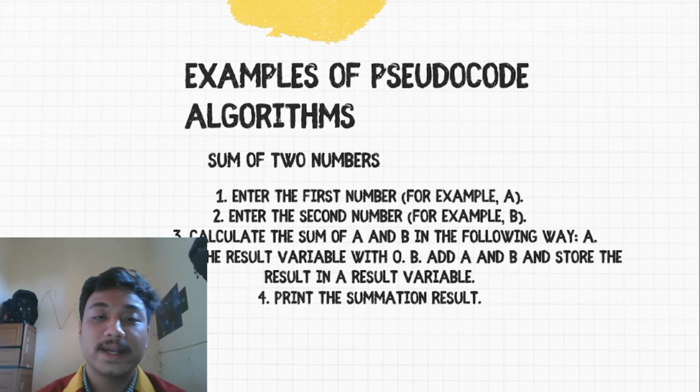Next is an example of a pseudocode algorithm. Sum of two numbers. 1. Enter the first number, for example A. 2. Enter the second number, for example B. 3. Calculate the sum of A and B the following way. Initialize the result variable to 0. Add A and B and store in the result variable. Print the summation result.